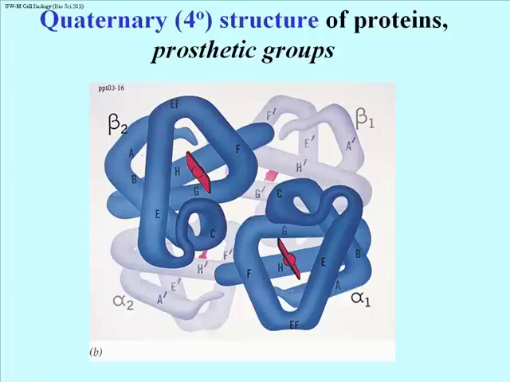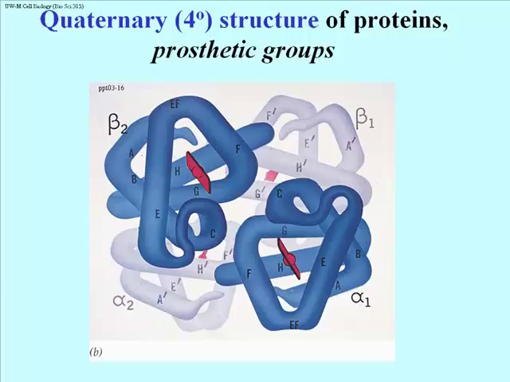Hemoglobins have a heme group, which is an organic molecule that's not made of amino acids, with an iron in the center, and you may recall that this is the component of hemoglobins that actually binds oxygen. The iron actually binds the oxygen.